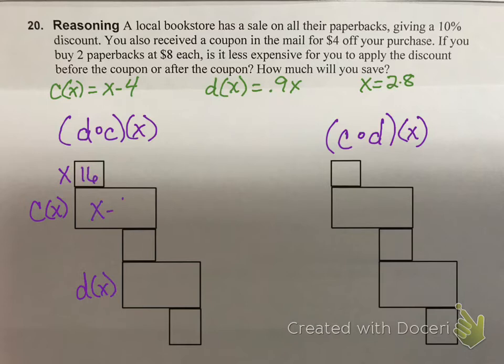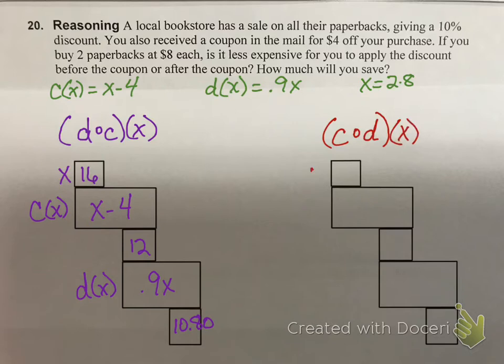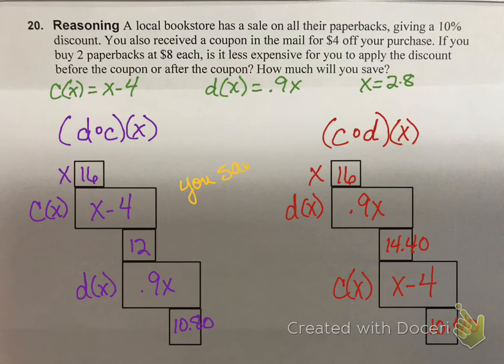Okay, 16 is our x. Coupon is x minus 4. That gives us 12 times 0.9. I pay $10.80 if I apply the coupon first. If I do the discount first, I take my 16 times 0.9. That gives me 14.4. I subtract my coupon and I pay $10.40. So you save 40 cents by applying the discount first.